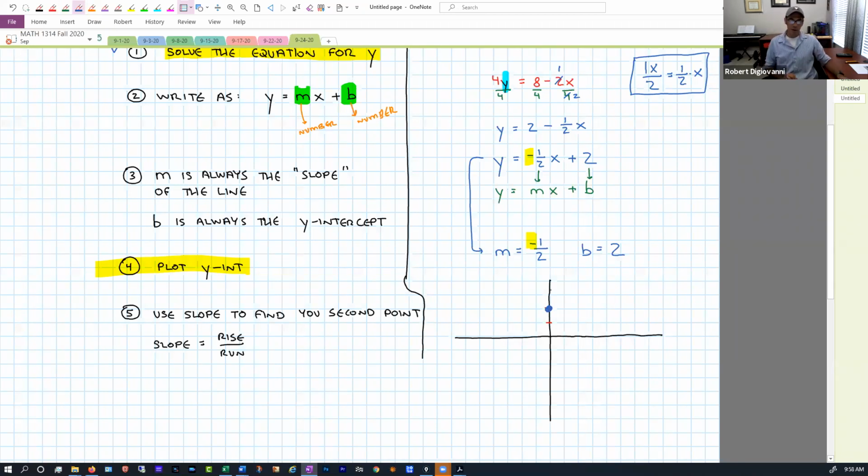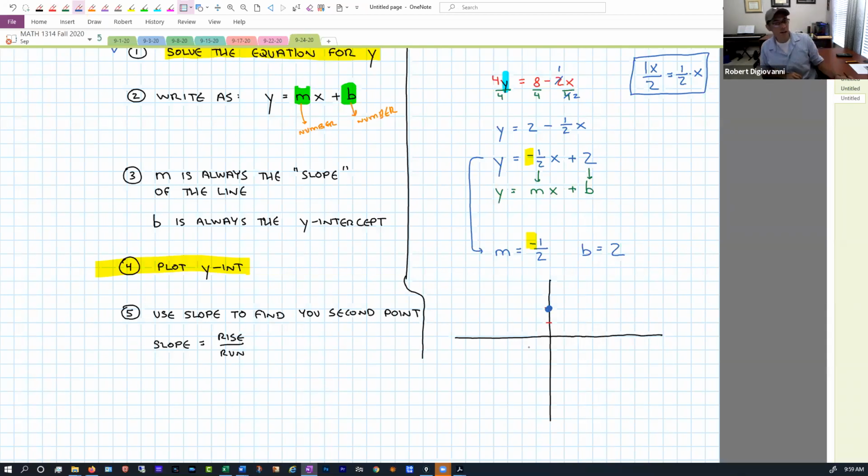Okay? Now, from that point, this is very important. You have to start from that point. Don't go back to the beginning. Don't go back to the origin. From that point, we are going to draw our second point, and we're going to use the slope.